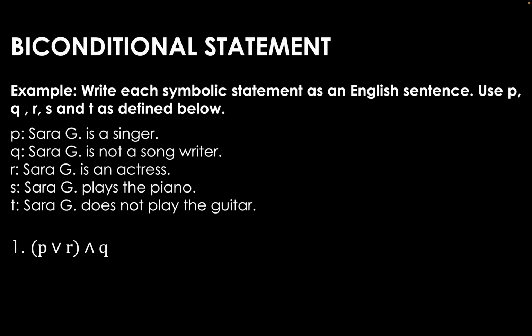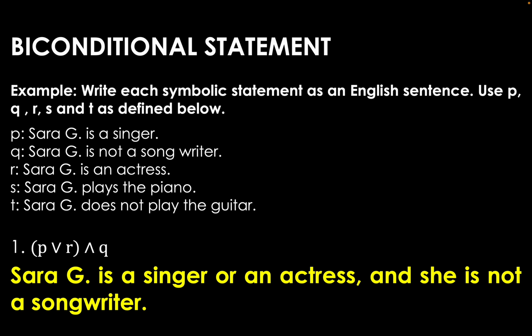So let's have number one. We have P or R, and Q. So Sarah G is a singer, or our R statement is Sarah G is an actress, and we put a comma, and then she is not a songwriter. That is your Q statement. So Sarah G is a singer or an actress, and she is not a songwriter.